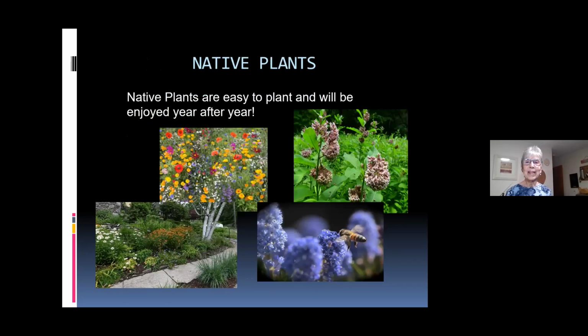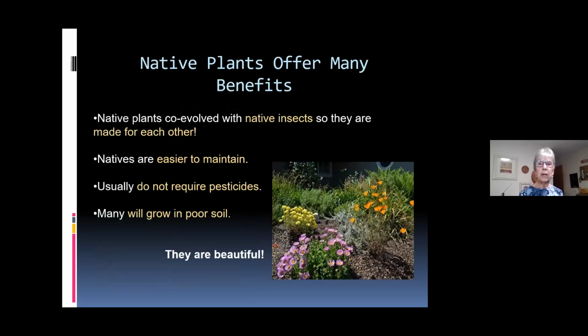So when we talk about native plants, there's such a wonderful variety of colors, shapes, and bloom times during the growing season. And once you've planted them, you'll have them year after year. And as we talked about, they've co-evolved with native insects, so they're absolutely made for each other. They'll grow in poor soil. They're just easy peasy and beautiful.